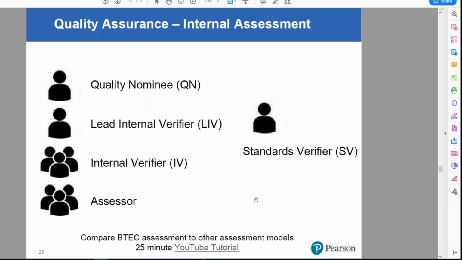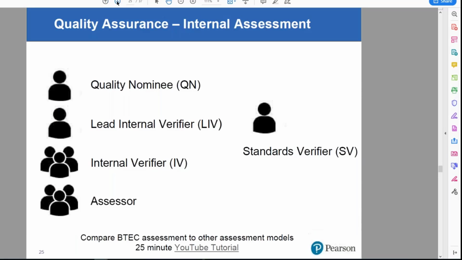Standards verifier works outside. Now, there's a 25-minute video. There's a link for that tutorial there. It was a discussion that I had, a training session, much like we're doing today, where we really got into the nuances of how the assessment cycle works. If you feel that you just don't get the way BTEC assessment works, it's well worth a 25-minute painful listen, maybe in the sun, on the hammock over the weekend. You'll have to hear my voice. Sorry about that.